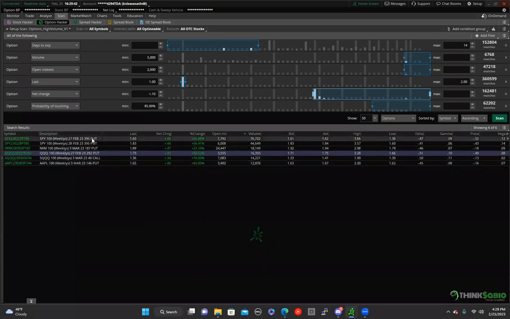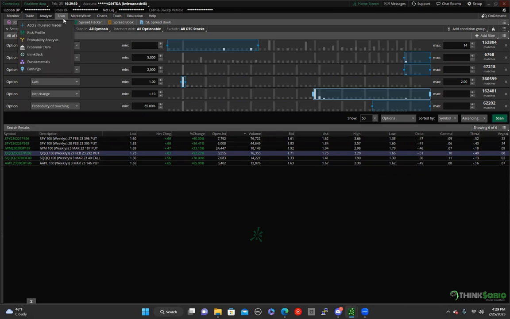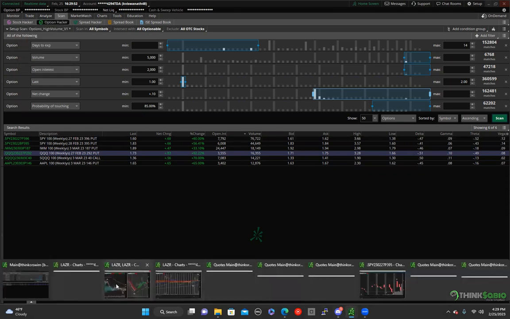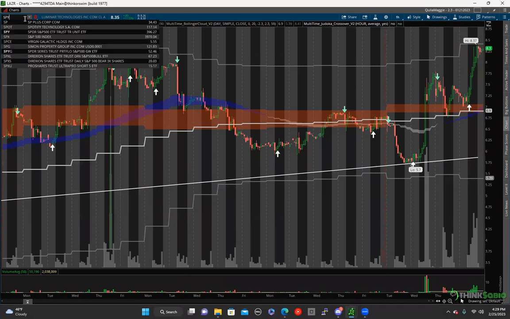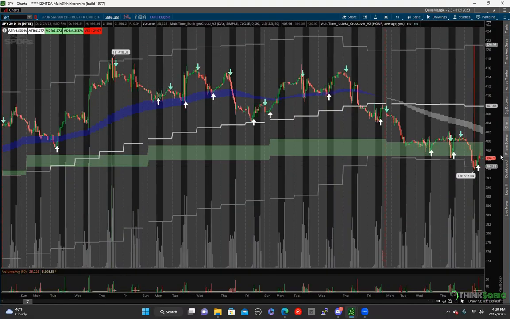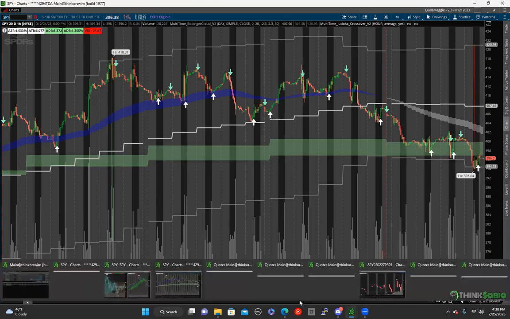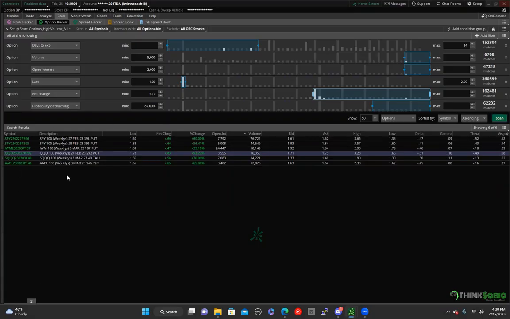So the 27 Feb 396 put has the highest probability, and you know why it is the highest probability? Because if you look at the chart right here for SPY, it is right at 396. So the chances of it going down, staying under 396 and 395 is quite high. That's natural for us to see those are the ones with the highest probability.